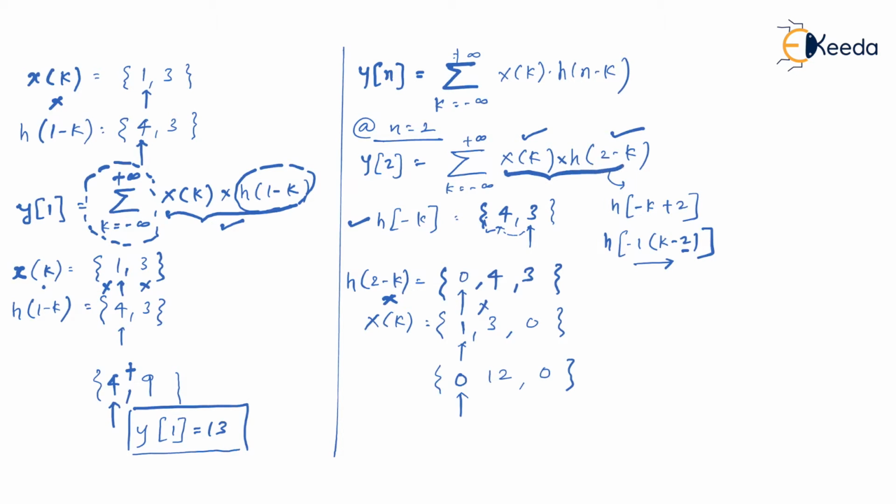Once this product is ready, what is remaining? Only summation. So summation means what? Do summation of all the samples present here. So how much it comes to be? 12. Therefore y of 2 is summation of all this, which is 12. Finally we have y of 1 equal to 13 and y of 2 equal to 12. Is that right?